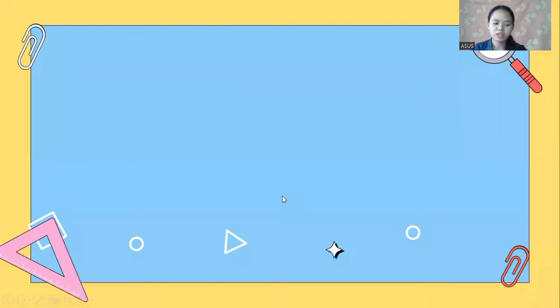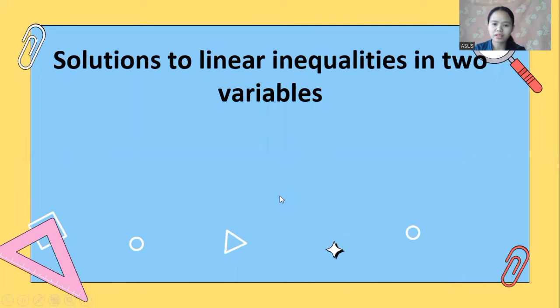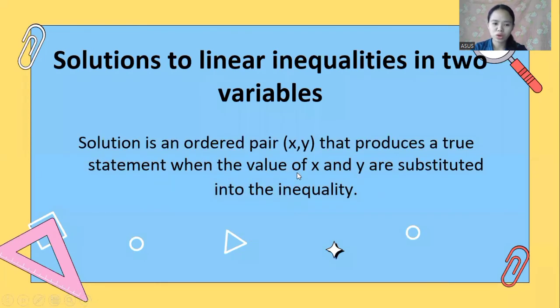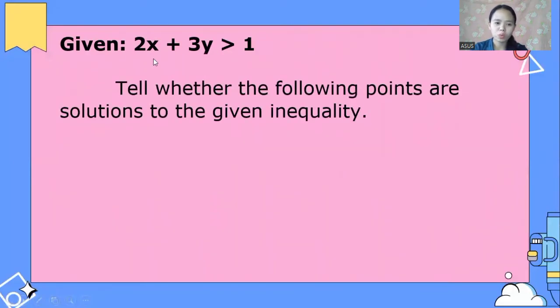And now let's proceed to the solutions to linear inequalities in two variables. How do we say that the given point is a solution to the given linear inequality? When we say solution, it is an ordered pair x and y that produces a true statement when the values of x and y are substituted into the inequality. In this activity, we have the given inequality 2x plus 3y is greater than 1. Now, tell whether the following points are solutions to the given inequality.